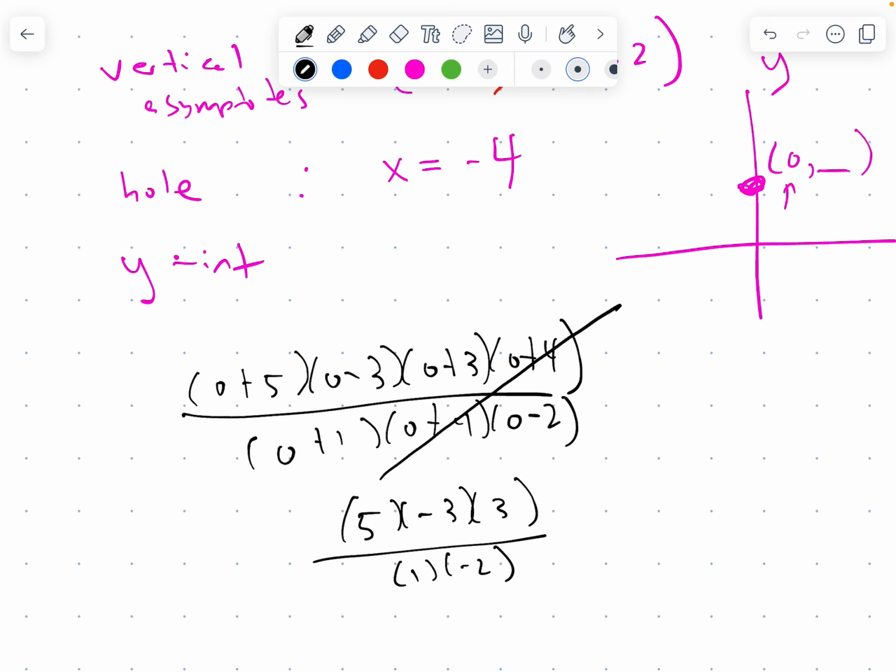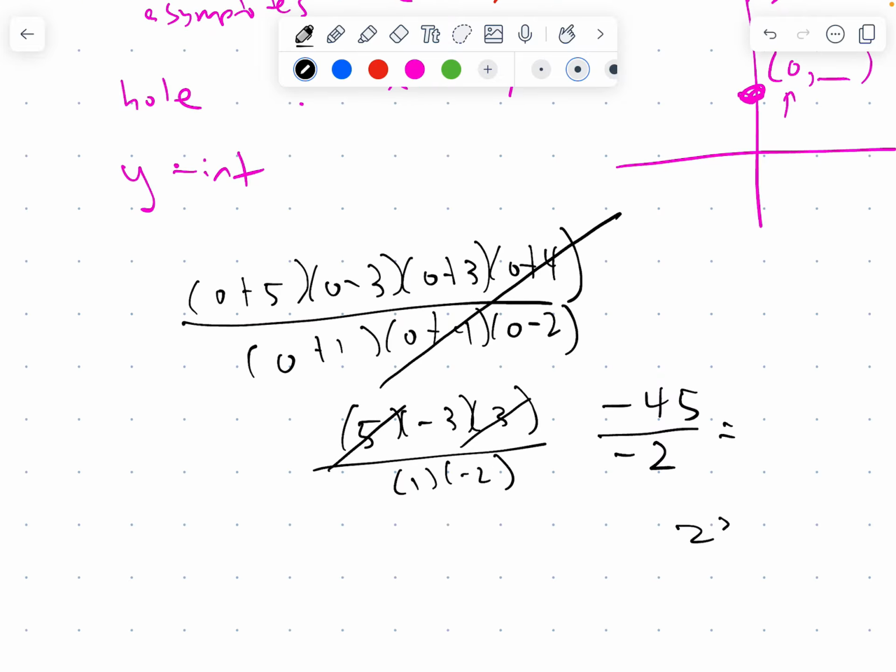So 5 times 3 is 15. 15 times 3 is 45, so -45. On the bottom it's going to be -2. And so that is going to be a positive 22.5. So the y-intercept is going to be (0, 22.5). I'm just checking if I did that right. 15, yeah, I think that looks pretty good.